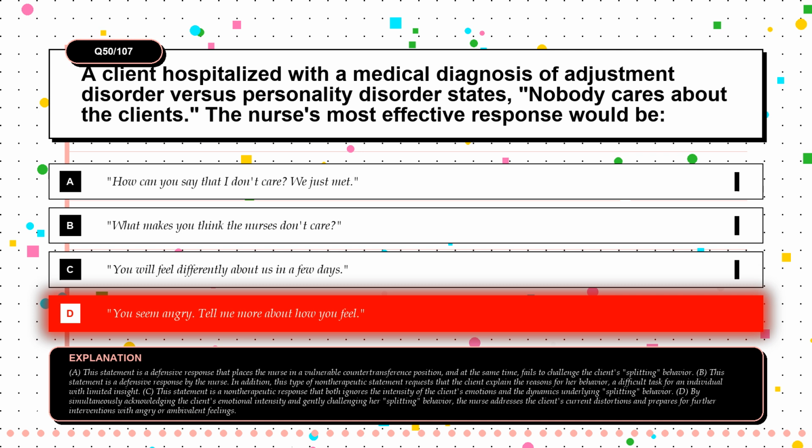C. This statement is a non-therapeutic response that both ignores the intensity of the client's emotions and the dynamics underlying splitting behavior. D. By simultaneously acknowledging the client's emotional intensity and gently challenging her splitting behavior, the nurse addresses the client's current distortions and prepares for further interventions with angry or ambivalent feelings.